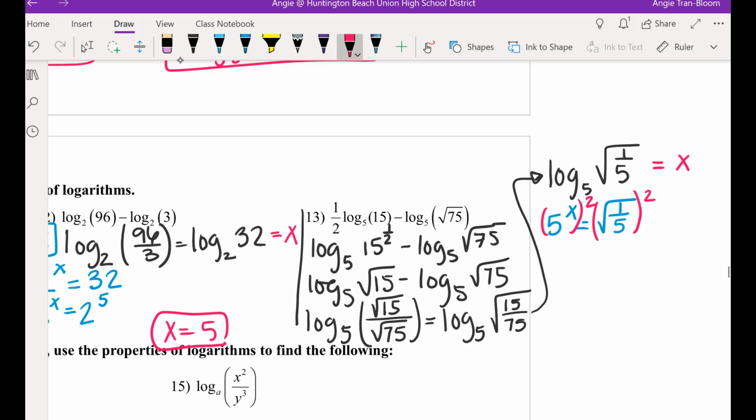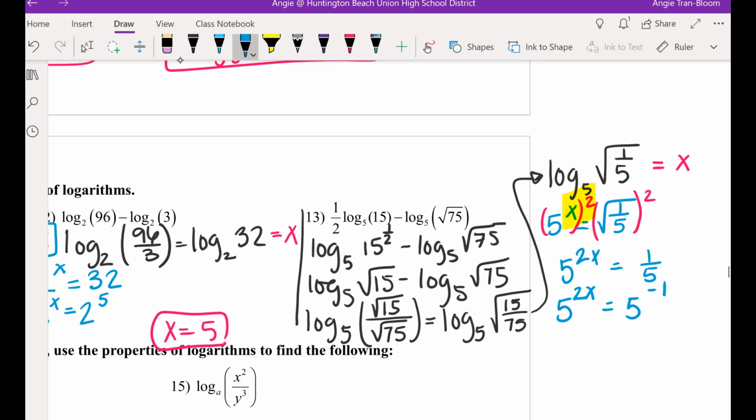Yes, no, maybe? Then power to the power on this side, y'all, what do you do? 2x. Okay, so 5 to the 2x equals now just 1/5. Right? Now what? -1. Ah, 1/5 is the same thing as 5 to the what? Yes. Okay. 5 to the power of 2x equals 5 to the -1.